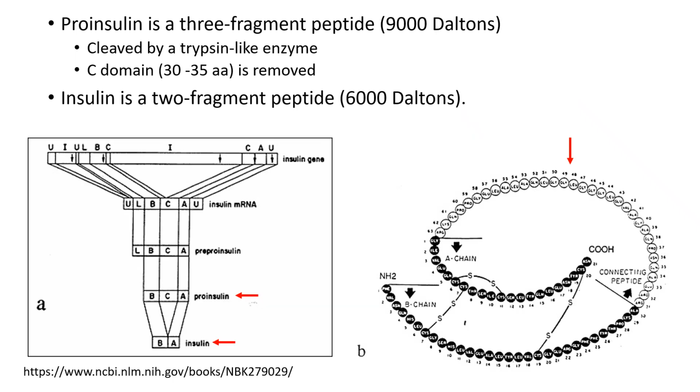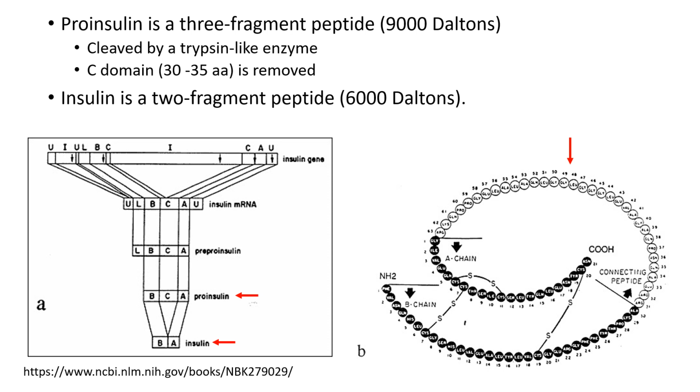Notice from the image that the first thing you're going to make from that insulin gene is the messenger RNA for proinsulin. So proinsulin is going to be made. This is not the functional form. That is the key. Proinsulin has 3 fragments, and it has the weight of 9,000 Daltons. The 3 fragments are labeled A, B, and C.